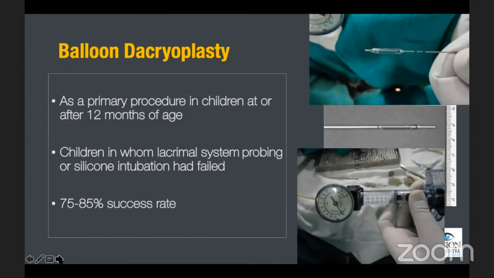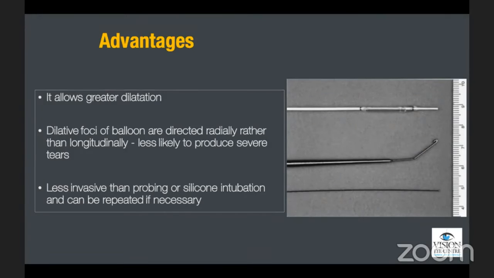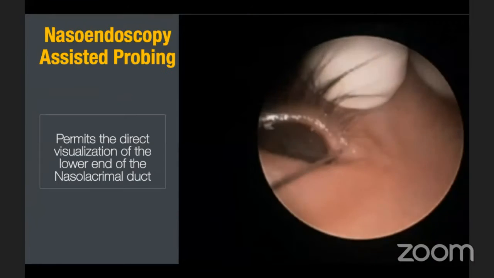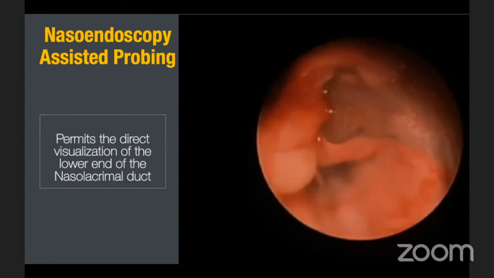Another option is balloon dacryoplasty. So it can be a primary procedure after 12 months, in those in whom probing has failed also, or silicone intubation has also failed, and it has a pretty good success rate. So what is done is basically a balloon catheter is passed in the same direction as we pass the probe, and it is inflated to about 8 atmospheres initially for 90 seconds, then deflated, then 60 seconds and deflated, and then 90-60 repeated. So it has a good dilation, and since the forces of the balloon are radial, they don't really produce any tears or anything, and it is a little less invasive than probing or silicone intubation and can be repeated safely.